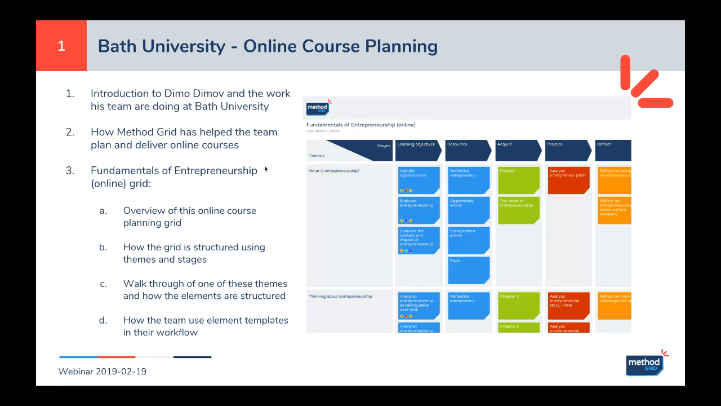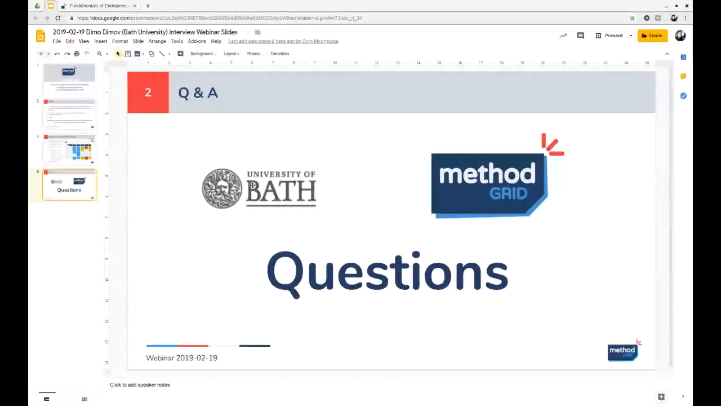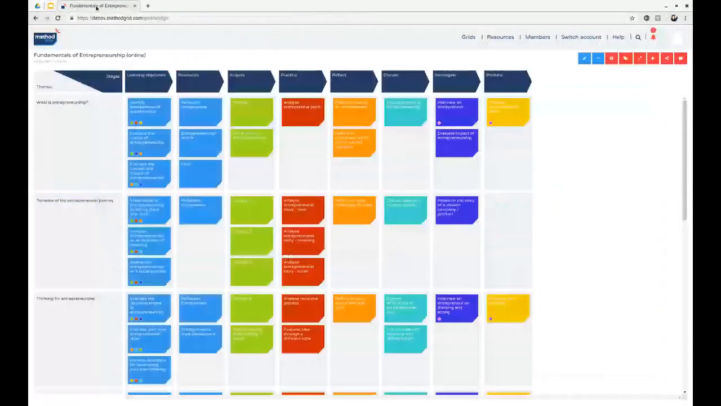Okay, that's great. So how about if I dive into the grid itself now, so hopefully everyone can see my screen. So here is Method Grid, and here is Dimo's grid, the fundamentals of entrepreneurship online course. Lots of stuff in here. So maybe, Dimo, if you could give us a brief overview of this grid.